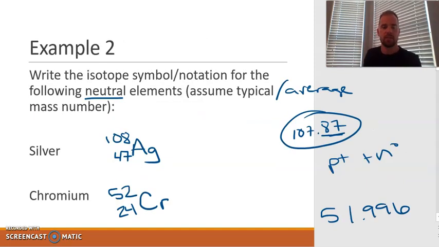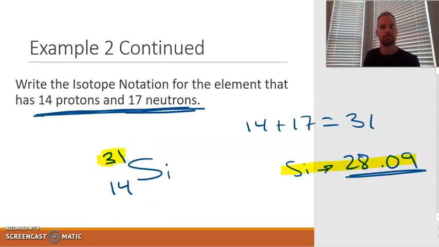Only in examples like we saw earlier, when it doesn't give us any information, that's where we can look at the periodic table to determine what the mass number should be. Okay? One other quick note on this problem before we move on.